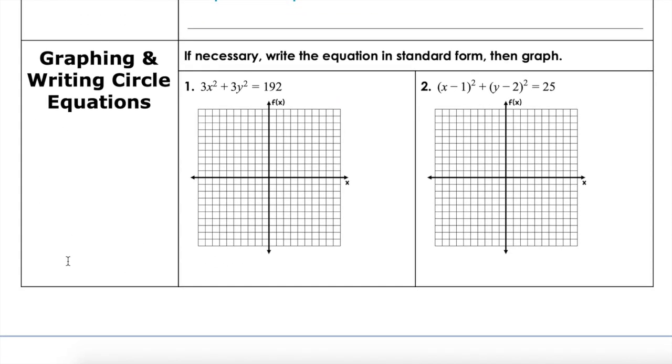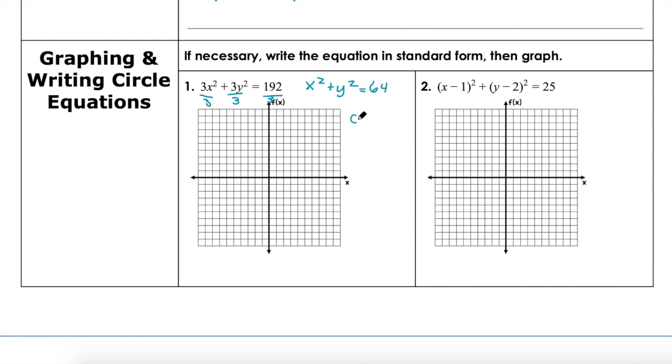Let's go ahead and look at some examples of how to graph and write the equations of circles. For problems 1 and 2, it says, if necessary, write the equation in standard form, then graph. For problem 1, our equation is not currently in standard form because it's being multiplied by 3 in front of x and y. To get our equation in standard form, we're going to divide all terms by 3. This gives us x squared plus y squared equals 64.